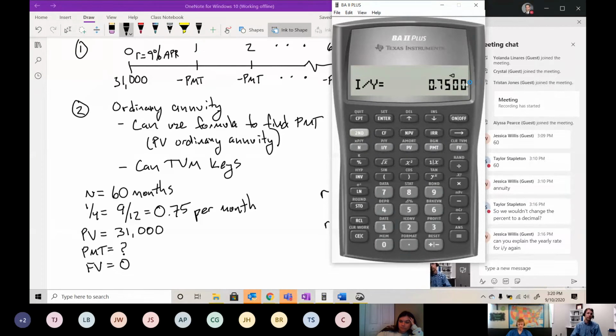Now, in this one, 0.75 comes out even, so it doesn't matter. You could just type in 0.75, but a lot of them will not come out even. It'll be this ugly irrational or repeating decimal that you want to get the full number of decimal places. All right, so we've got I over Y.